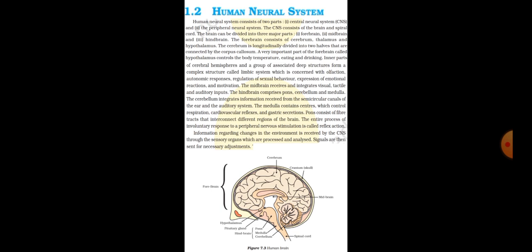The entire process of involuntary response to a peripheral nervous stimulation is called reflex action. Information regarding changes in the environment is received by the CNS through the sensory organs, which is processed and analyzed. Signals are then sent for necessary adjustments.